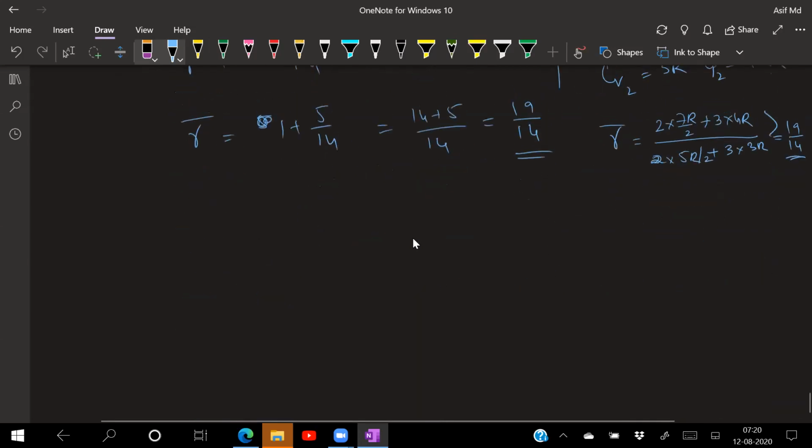So we are getting 12R plus 7R, that is 19R, meaning R will get cancelled. And 9R plus 5R is 14R.